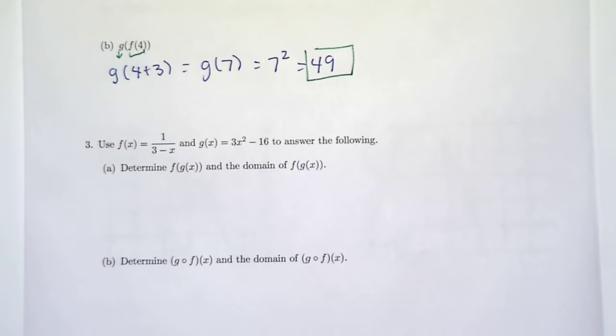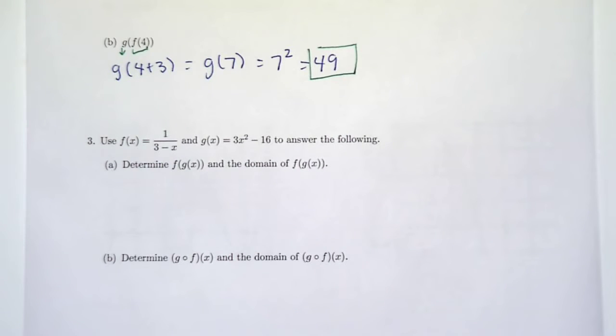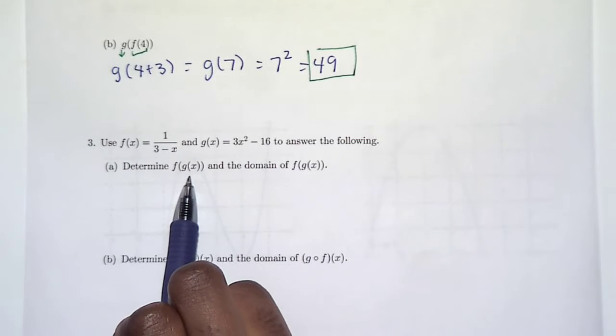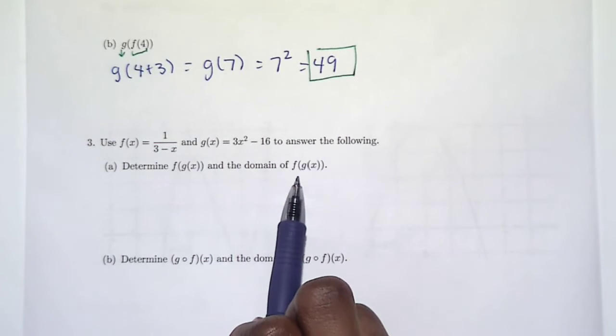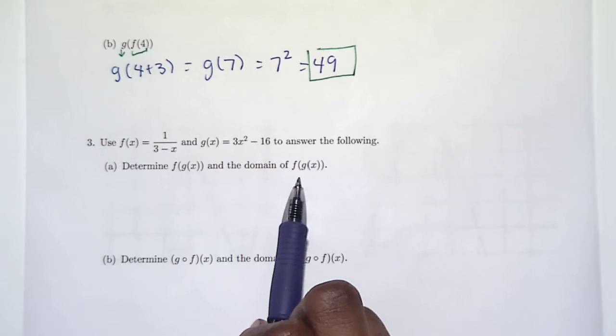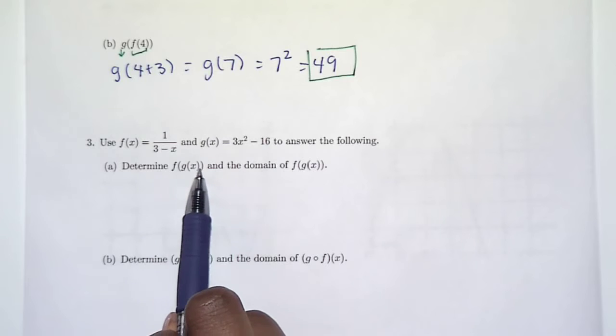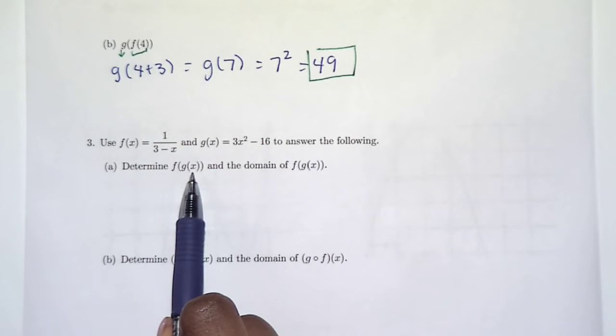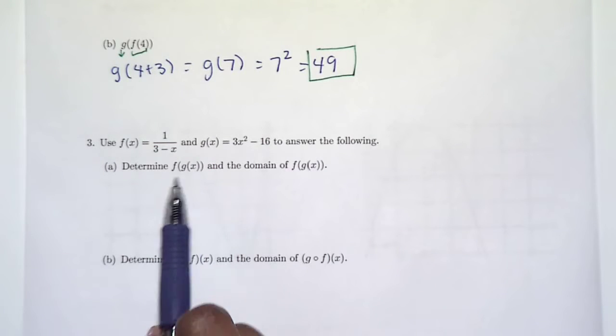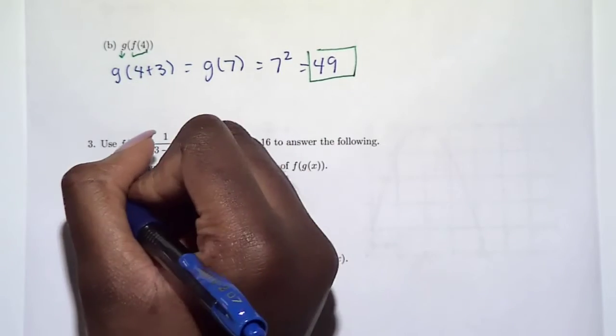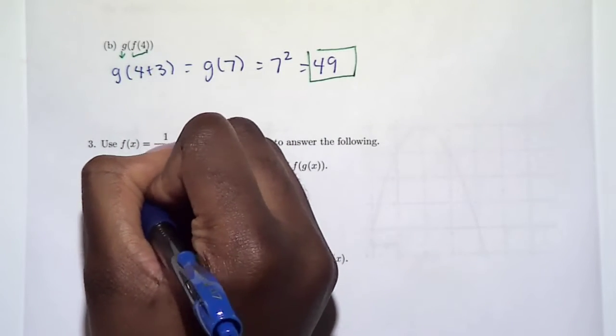Okay, so let's look at another example. It says use f of x is 1 over 3 minus x and g of x is 3x squared minus 16 to answer the following. Okay, so we want to find f of g, and then we're going to find the domain of that f of g. All right, so notice f of g of x, we don't have a number to plug in, so our answer should still have x in it. Okay, so we're looking for f of g of x.